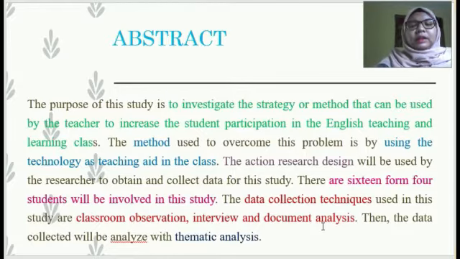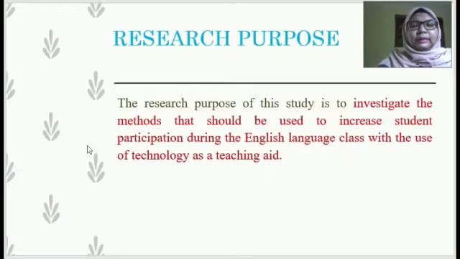Okay, the research purpose of the study is to investigate the method that should be used to increase student participation during the English language class with the use of technology as a teaching aid.